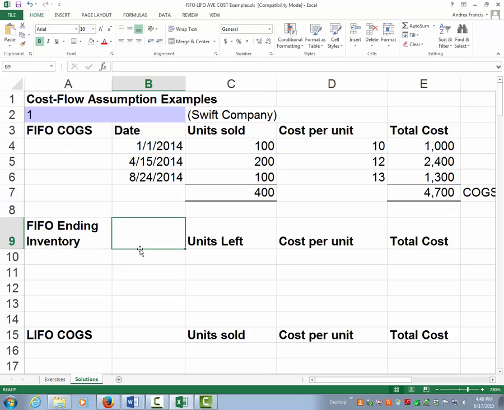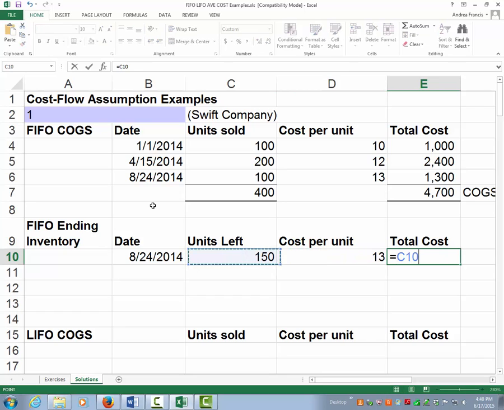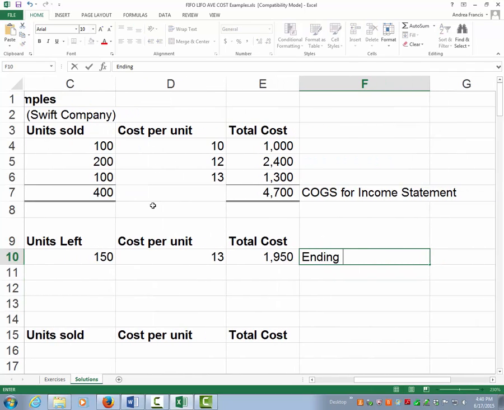So we put in the date. It can't be January 1st because we sold all those units. It can't be April 15th because we sold all those units. The only date where there are still some units left is August 24th. And so it must be the 150 units from that date at $13 per unit, which will represent our ending inventory. So this is ending inventory, which goes to the balance sheet. Remember, inventory is an asset.